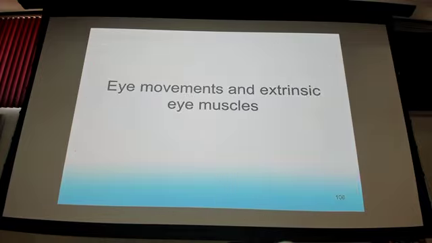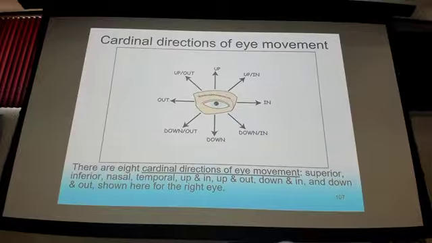So here we go. Extrinsic eye muscle movements. If you think of a compass, that's what we kind of use here. Now this would be a right eye. See the lacrimal caruncle there? And so in this right eye, we have possible motions. And we're going to start to give them a different way to look at them.